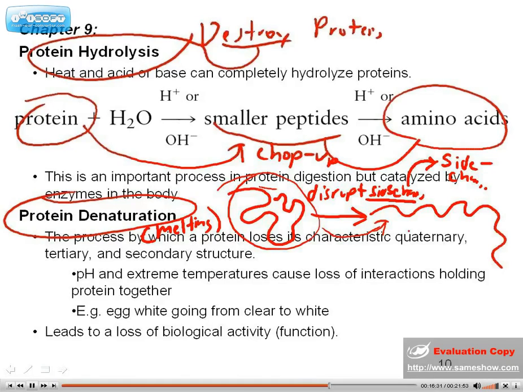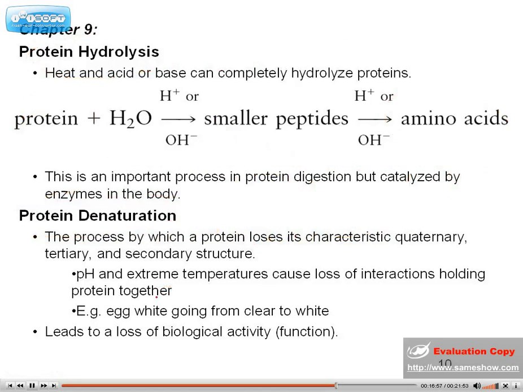How we do this is either by heating, or we can change other environments such as the pH. We can change the salt, or we can change the solvent. We can add in an organic solvent. It's very easy to disrupt the side chain intermolecular forces, denaturing it. So make sure you can distinguish between protein hydrolysis and protein denaturation.